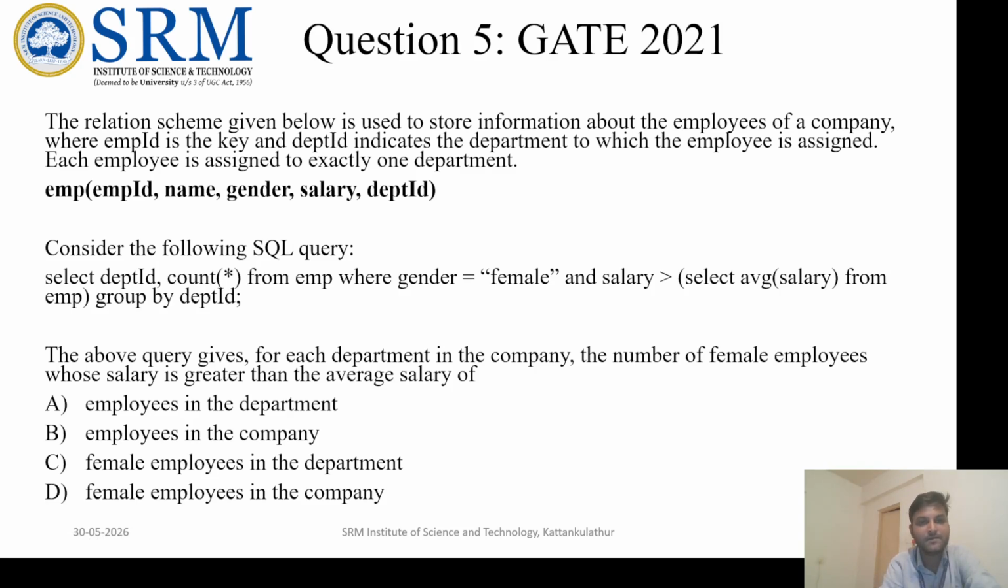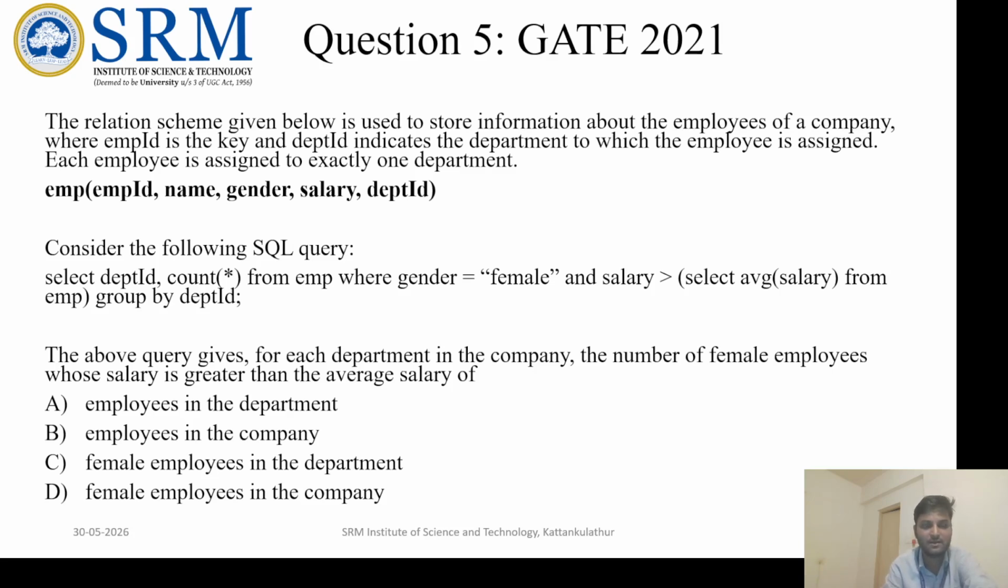Okay, the next question. In GATE, sometimes you have to read the question very carefully, and you can sometimes get the answer from the question itself. And this question is like that. The question starts with a description and then a query, and it asks something. The relation scheme given below is used to store information about the employees of a company. Employee ID is the key and department ID indicates the department to which the employee is assigned. This is the one and only relation, EMP, with employee ID, name, gender, salary, department ID as attributes. Consider the following SQL query.